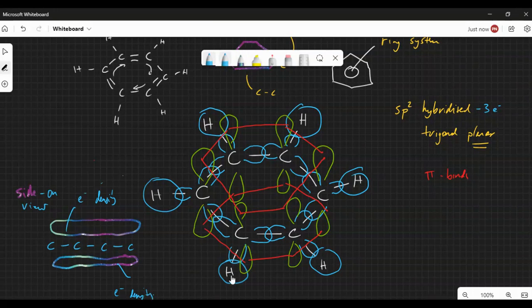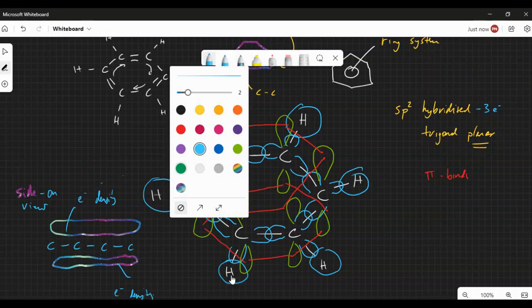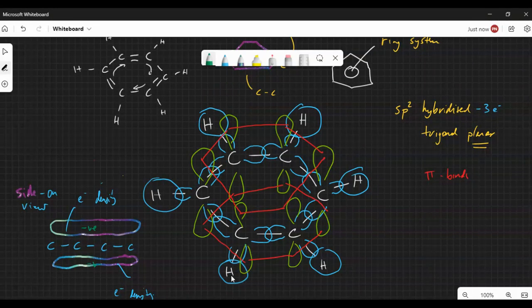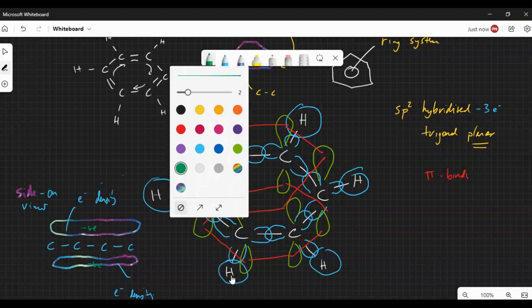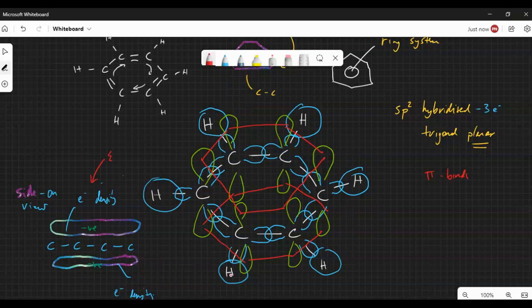Now this informs how benzene reacts, because when benzene reacts, it is very negative on the top and on the bottom, and it attracts electrophiles. An electrophile is going to hunt for these negative centers, so it can attack from the top or the bottom of the ring.